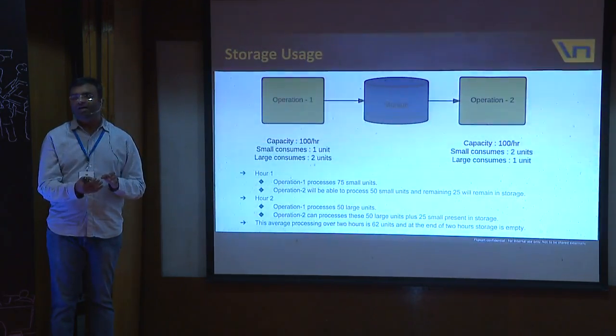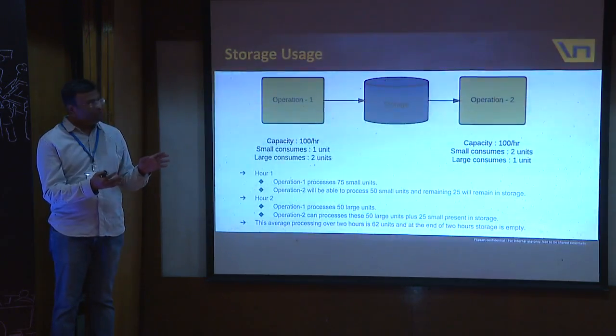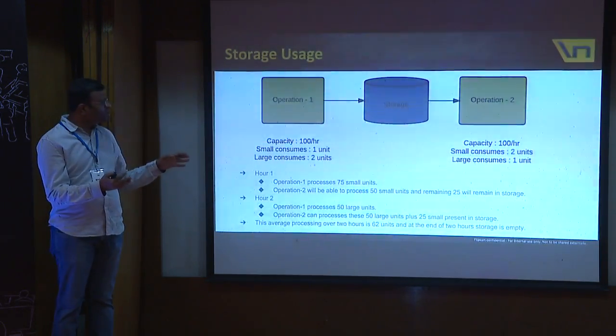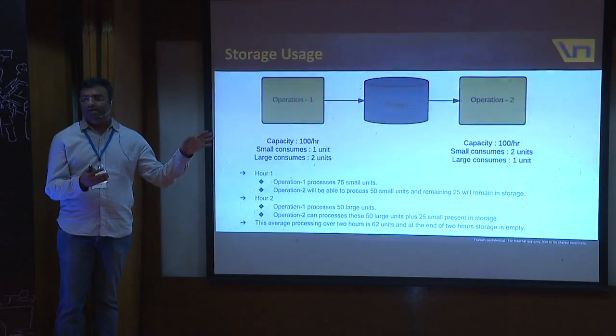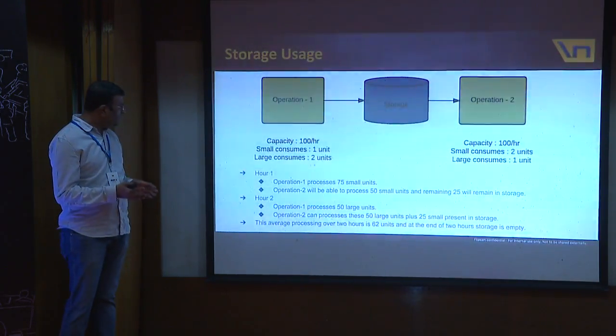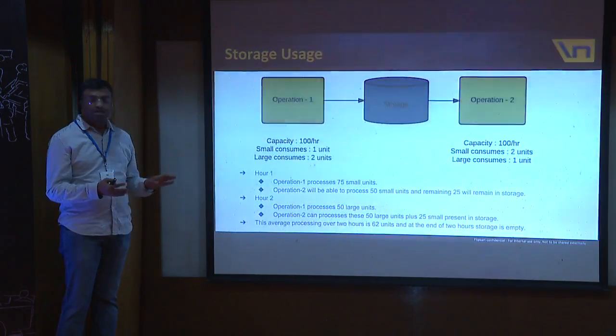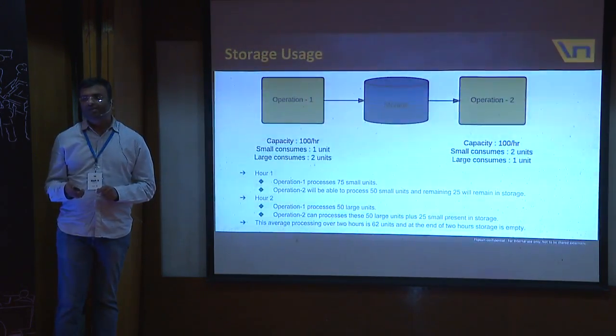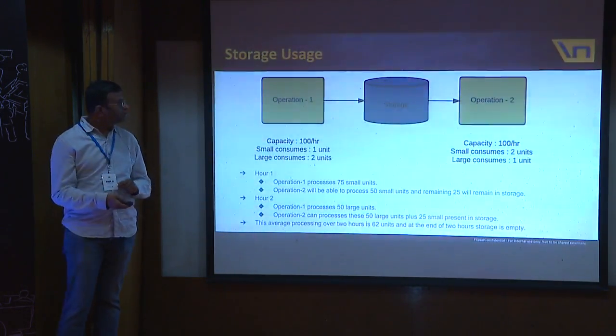So you can indicate to operation 2 to not only process the large units, but also pick the small units which were in storage and start processing them. With this, we can have an average processing of 62 units per hour, right, versus 50 earlier.